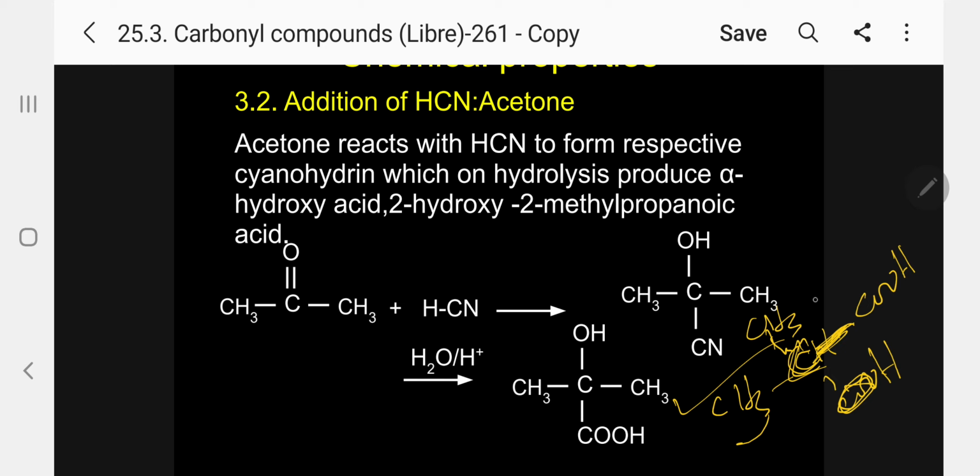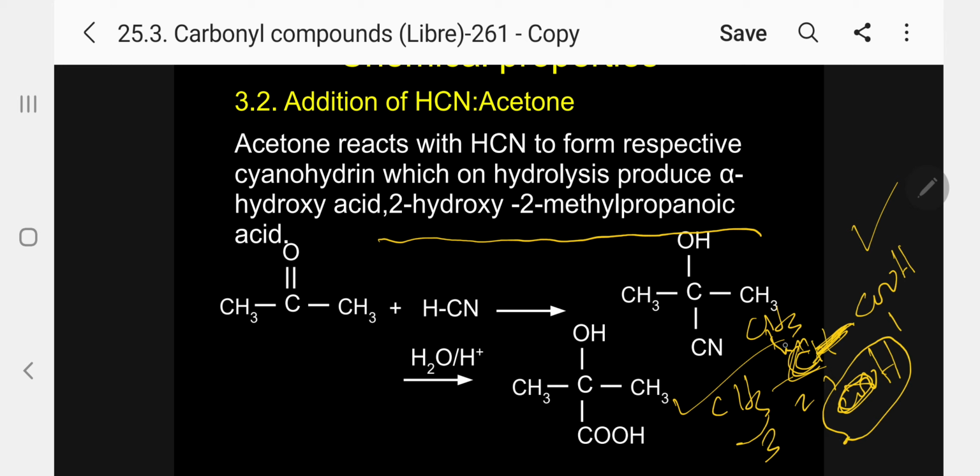There are four different groups, so it is not optically active, sorry. Two methyl groups are there, so it is not optically active. This is called 2-hydroxy 2-methylpropanoic acid. Please follow. How? This is 1, this is 2, this is 3. When there are two functional groups, according to the seniority table, the COOH group occupies the top of the list. So we have to name it ending with COOH. So this is 2-hydroxy 2-methylpropanoic acid. This is the product from acetone.